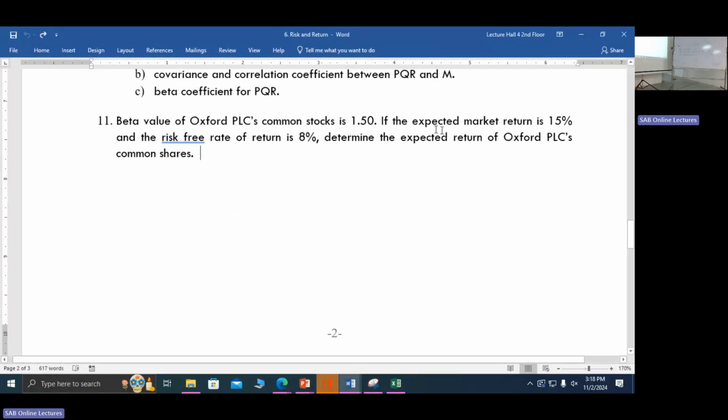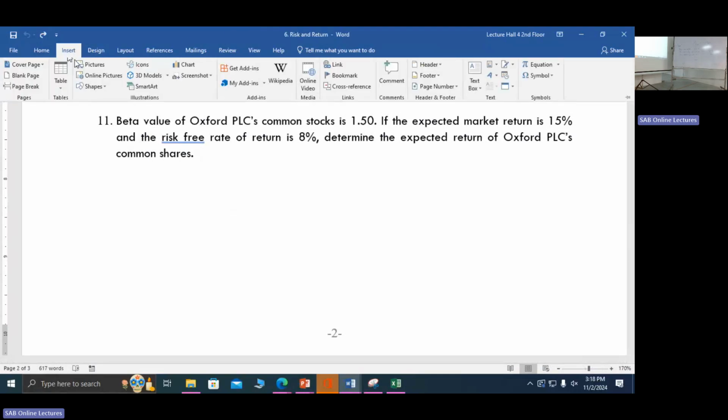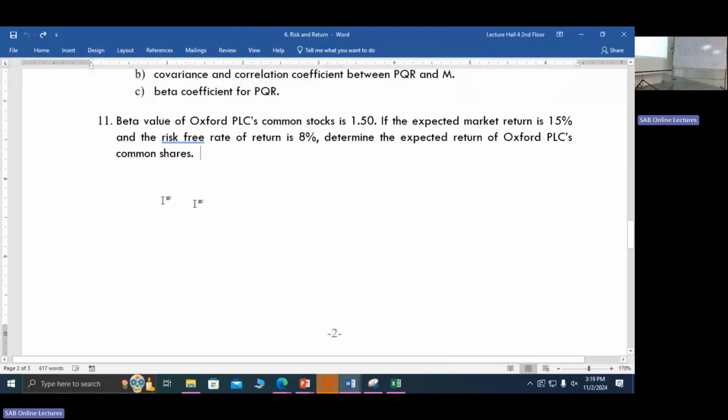Expected market return is 15% and the risk-free rate of return is 8%. So determine the expected return for the Oxford PLC. There are no other ways; you have to apply CAPM, because market information is given, so you can apply the capital asset pricing model.